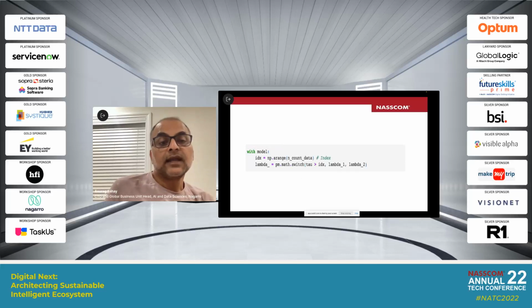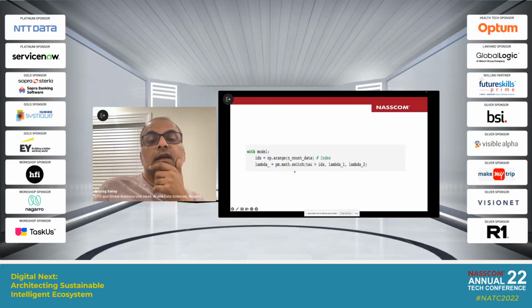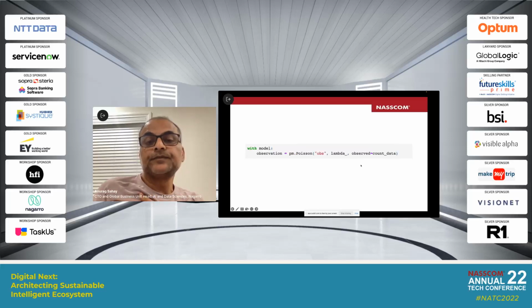Then I go ahead and create what is called a switch point. These are ideas which exist. If you were to read Probabilistic Programming and Bayesian Methods, a switch point is just like I described here. It's coding a different value for before tau and after tau. So that's what I'm coding here. I'm saying, if tau is greater than a certain index, and here index can take any value between 1 to 70, then it's lambda 1, otherwise it's lambda 2.